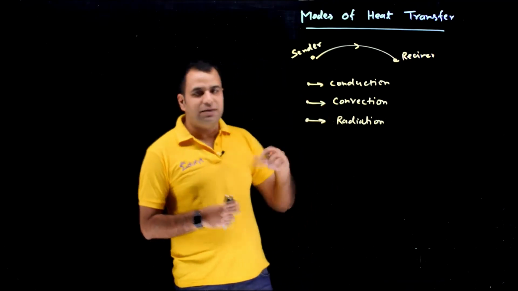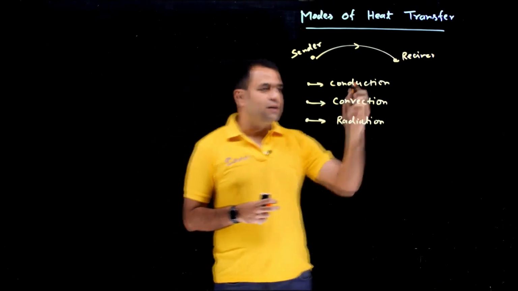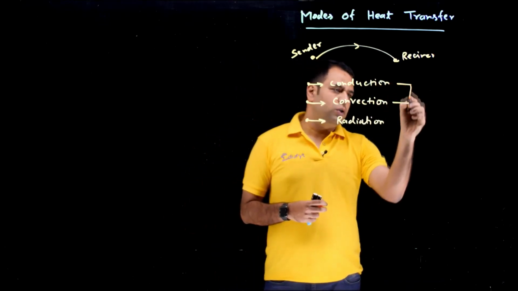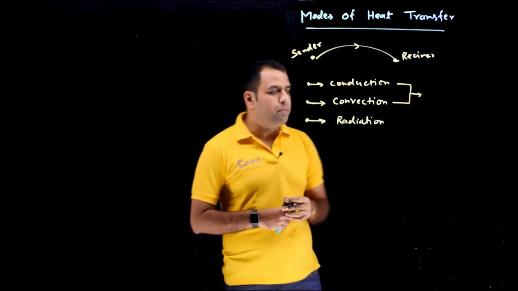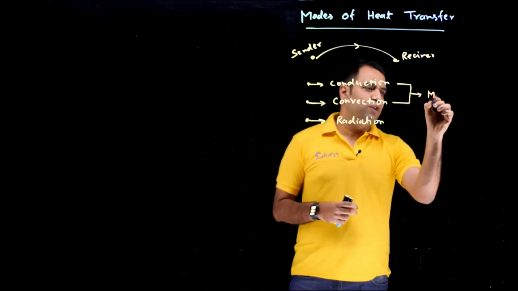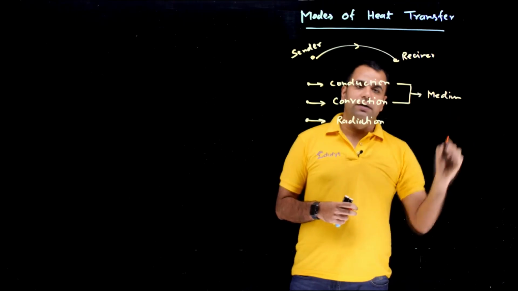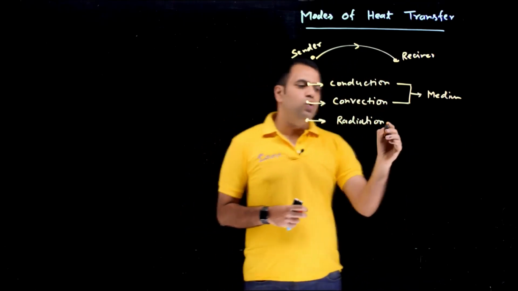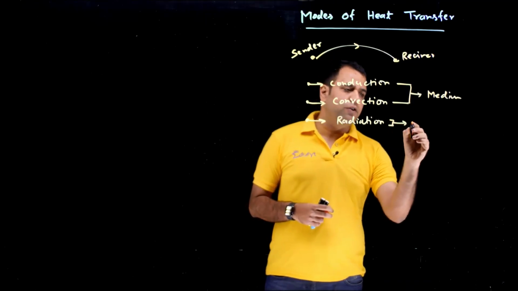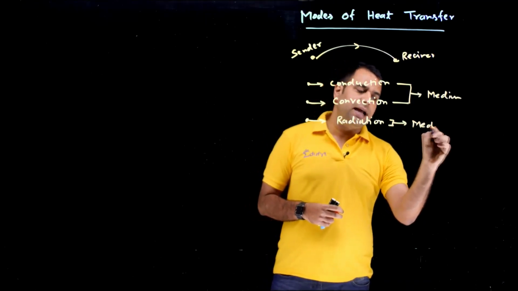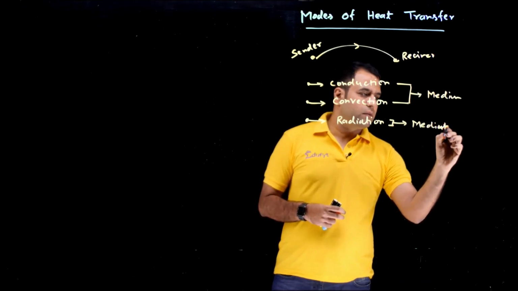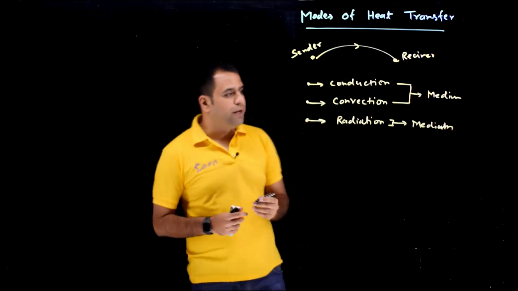But if the medium is not there, if it is a vacuum, in that case conduction and convection cannot happen, because for conduction and convection to happen, there is a prerequisite, and that prerequisite is the medium. We always need a medium if we want conduction and convection to happen. For radiation, there is no such requirement for the medium. This radiation can happen with or without the medium.